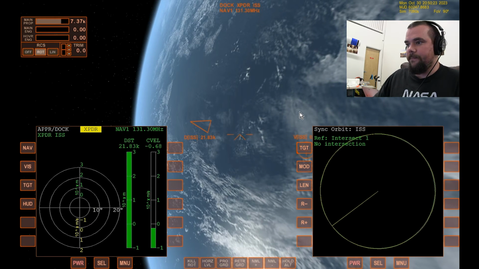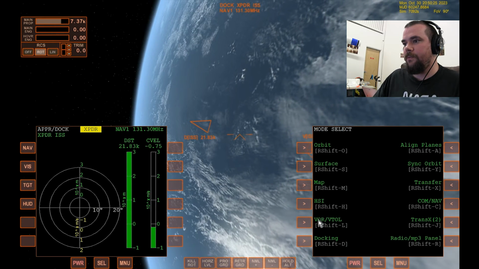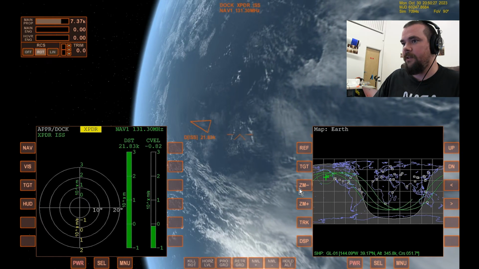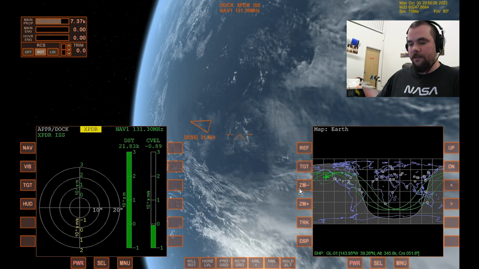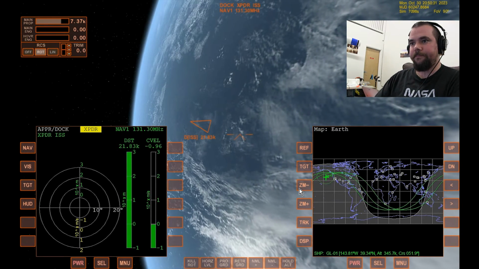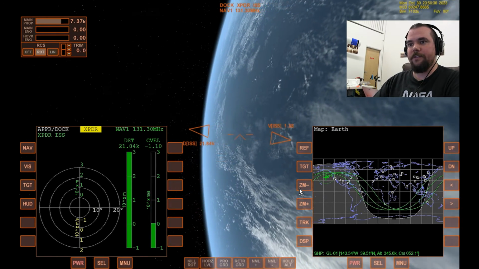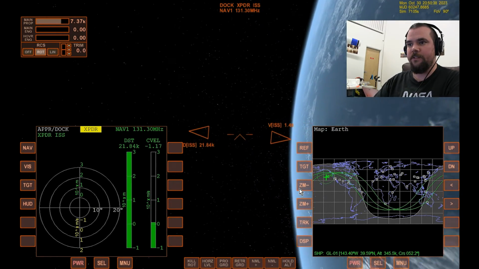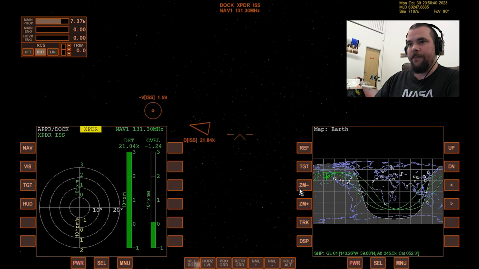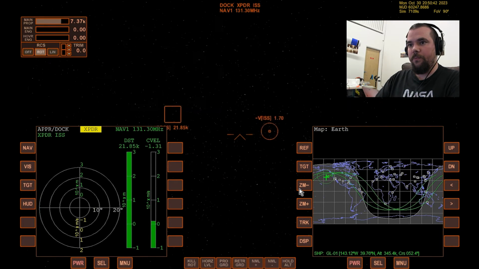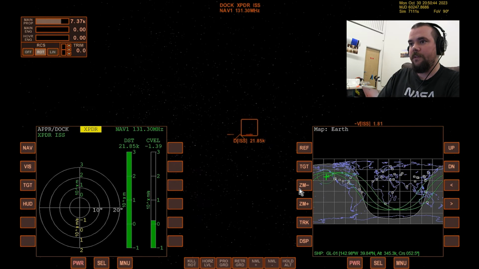Let's go ahead and change this to map. I want to see how much daylight we have. Not a whole lot. That's okay. Transrotation. So my closing velocity right now is negative 1 meters per second, so basically there's no velocity between us. But I'm 20 kilometers away still.